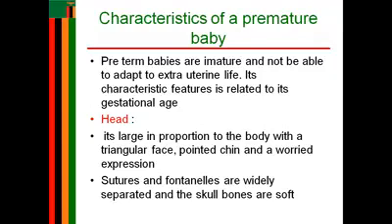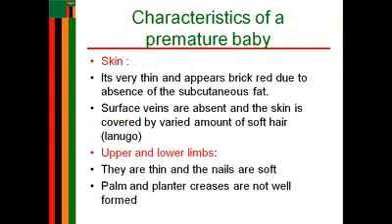And the skull bone is also very soft and brittle, and this will indicate that this child is a premature child. The other characteristic is in relation to the skin. So when it comes to the skin, it is very thin and it appears brick red due to absence of subcutaneous fat. Apart from that, the surface veins are also absent, and the skin is covered by a variety of soft hair, and this hair that covers the entire skin is called lanugo.